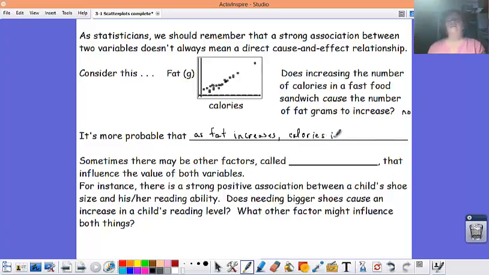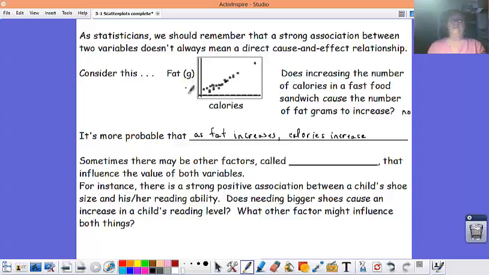Whoever put this graph together, I would say, put calories and fat on the wrong axes, because we know that the causing or the independent variable is supposed to be on the x, and the dependent one, the one that gets affected, goes on the y. So I think this one is kind of backward.